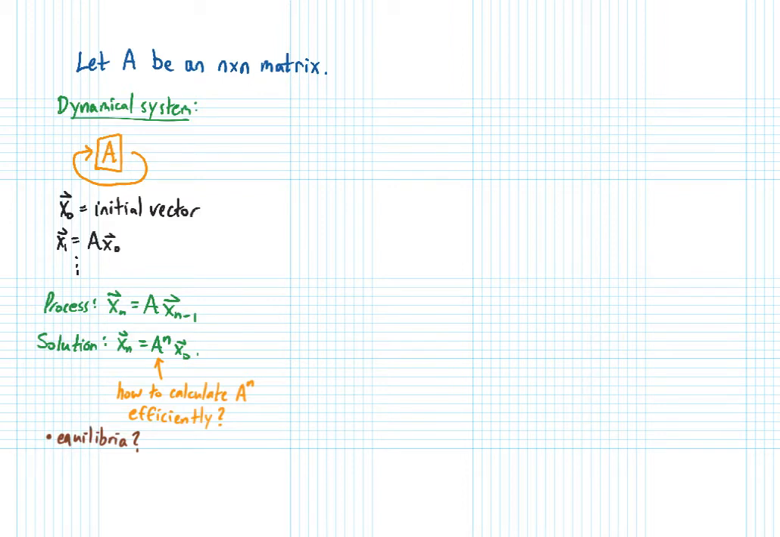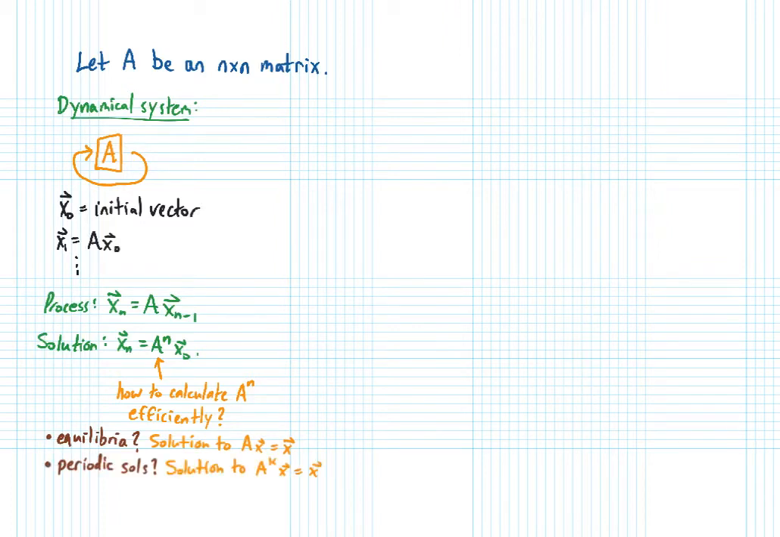One question people ask is, are there equilibria? An equilibrium would be an x vector such that when you multiply A times x, you just get the same x back. Note that this is different from Ax equals b, because the x that you're solving for is on both sides of the equation.